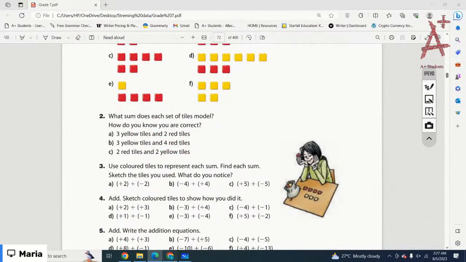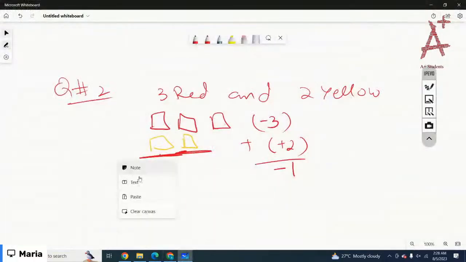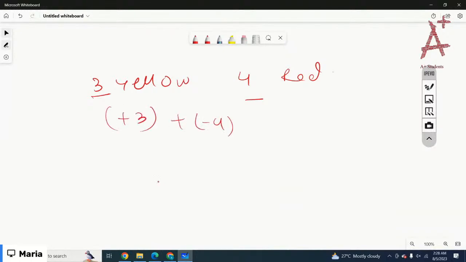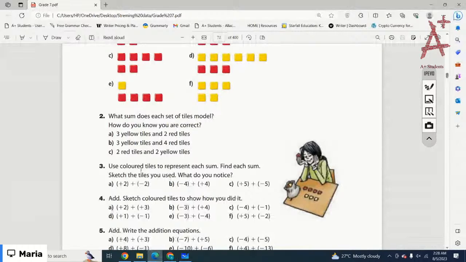Okay, then you have three yellow and four red tiles, right? So three yellow and three red make 0. You are left with three yellow tiles, meaning positive 3, plus four red, meaning negative 4. So the pairs of three red and three yellow make 0, and you are left with just one red tile. One red tile represents negative 1, right? Okay, let's start with the next question.